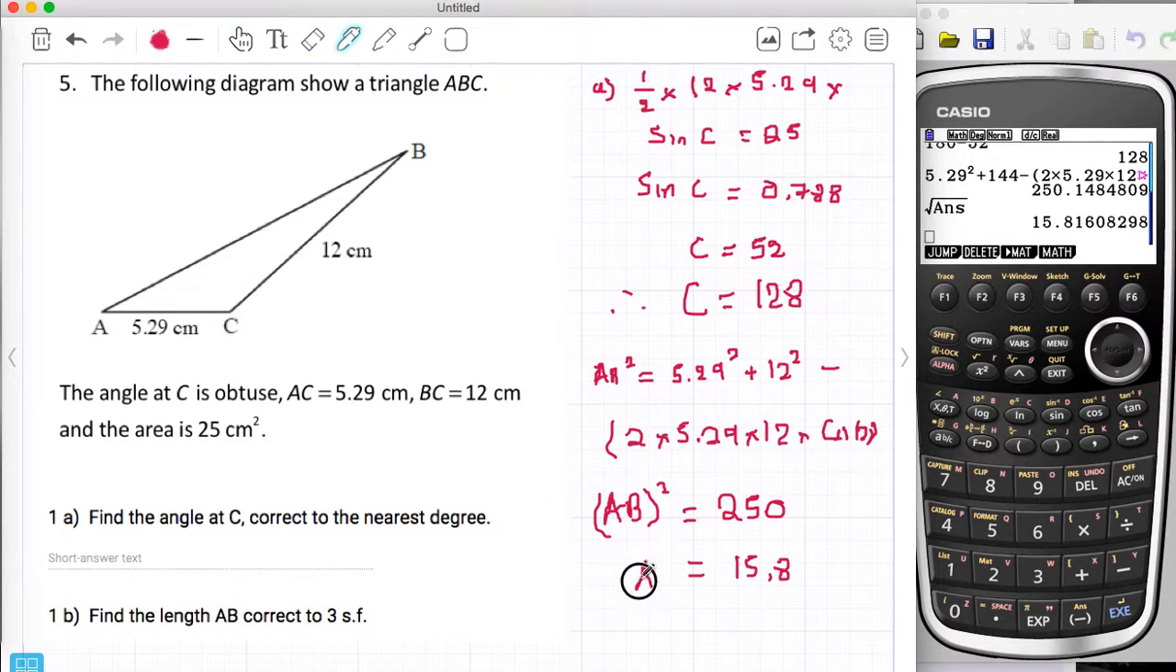So basic trigonometry skills required for this. Notice, although I rounded here, I didn't round any of my numbers in my calculator, so I haven't made any rounding errors.